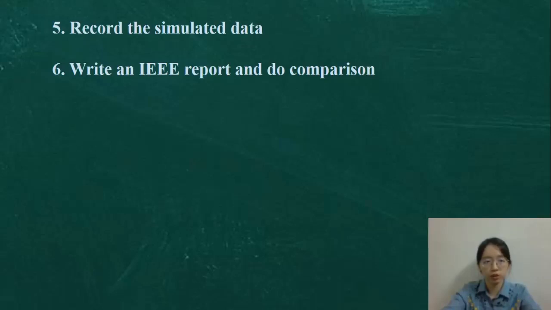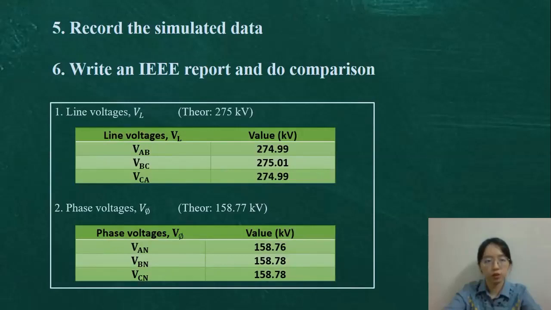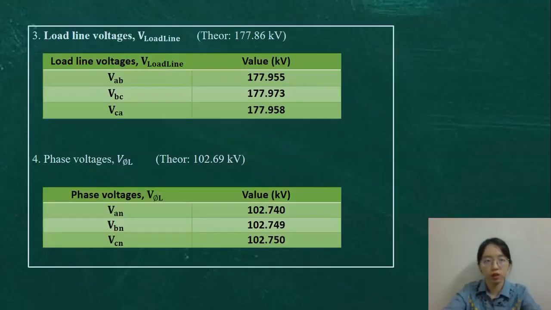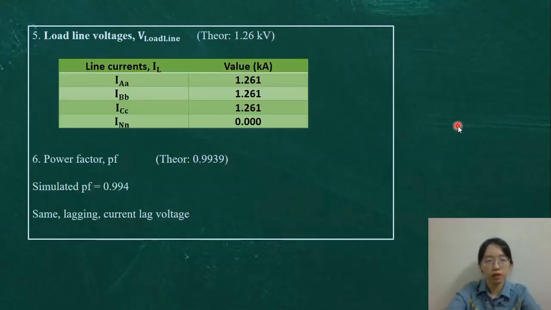Next, record the simulated data and write the IEEE report and compare it. From here, we notice that the line voltage is almost the same, phase voltage also. Also the load line voltage and phase voltage. They're not different much, just 0.1 difference. And for the load line voltage, it's exactly the same, and for the INN it is fulfilled, it is 0. And for the power factor also, the simulator is 0.994, also the same, lagging. It shows the current leads the voltage.